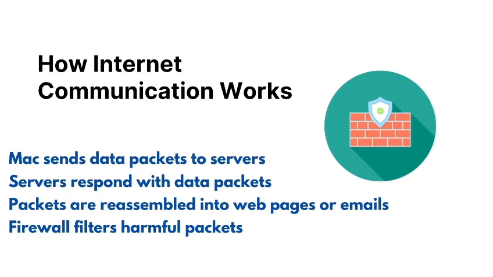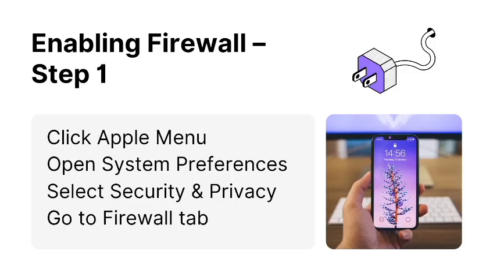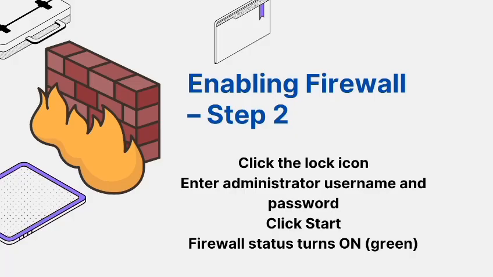To enable the firewall, click on the Apple menu. Open System Preferences, then select Security and Privacy and then click on the Firewall tab. Click the lock icon and enter your administrator credentials. Now click Start to enable the firewall. A green indicator confirms that the firewall is active.